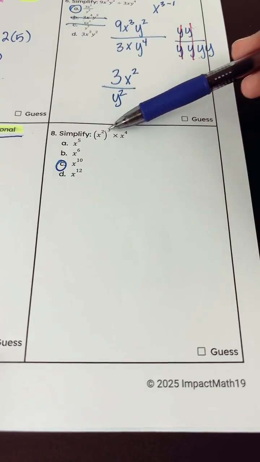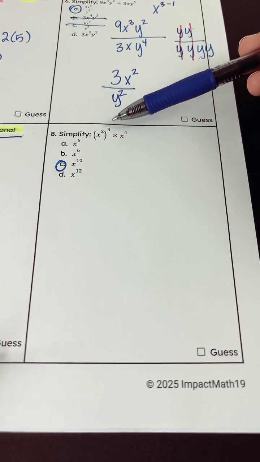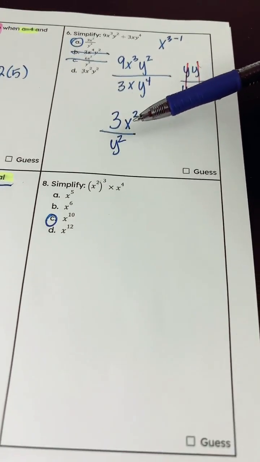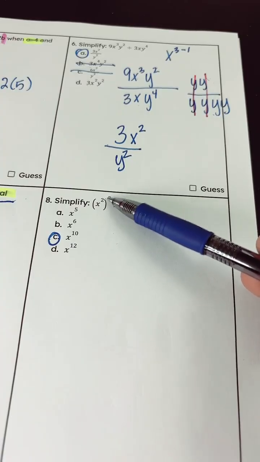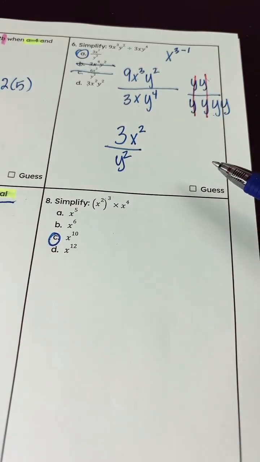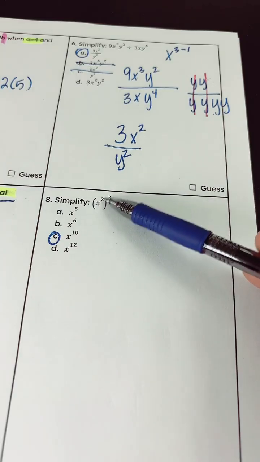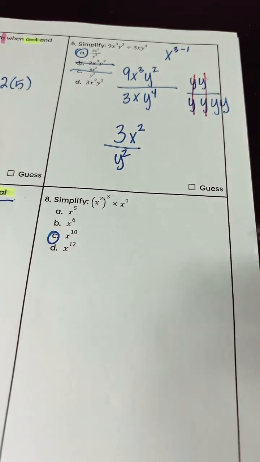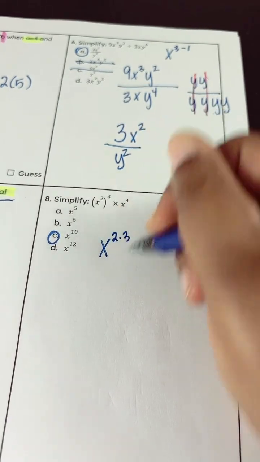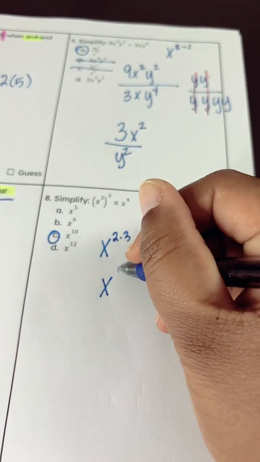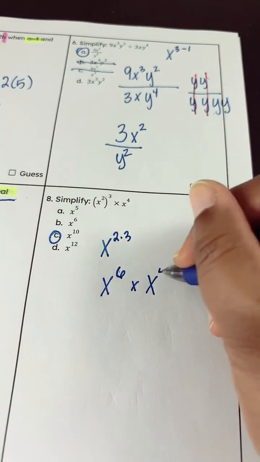What do I do with these? What do we do with these two things, you guys? Multiply, multiply, multiply. Yes. Good. We have a power on a power. Whenever we have a power on a power, we have to multiply. Perfect. So we're going to do 2 times 3. That's going to give us x to the 6th times x to the 4th.